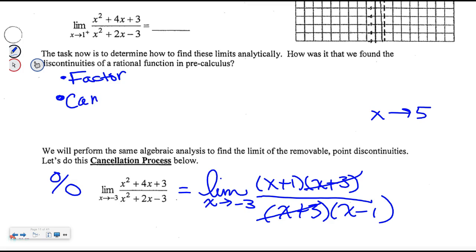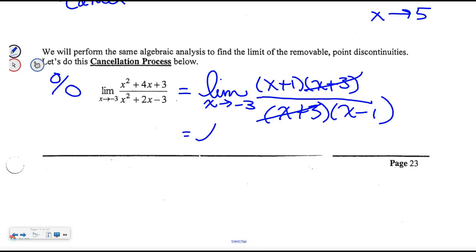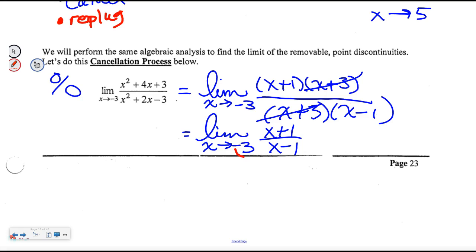So I can cancel. And I would say that these two functions, and again, I still keep my limit. I'm going to now have the limit as x approaches negative 3 of x plus 1 over x minus 1. Now what do you think I'm going to tell you to do? You just removed the thing causing the 0. So what do you think I'm going to tell you to do now? Plug it in again. Exactly. So we are going to replug or resubstitute. So I go take this negative 3 and I put it in again.